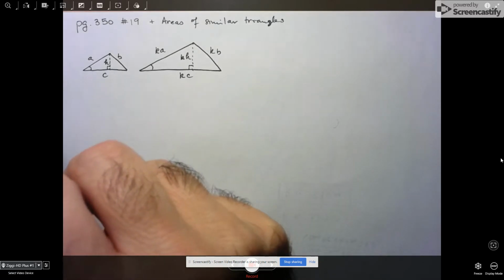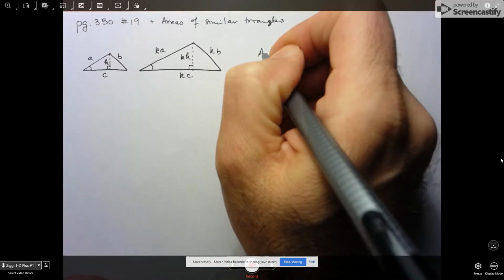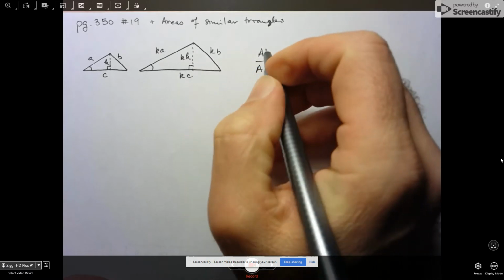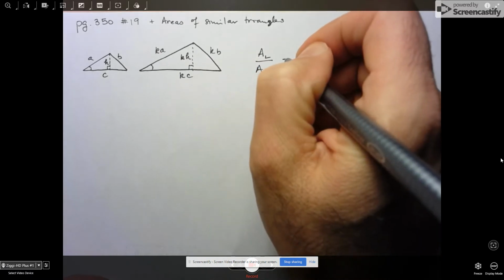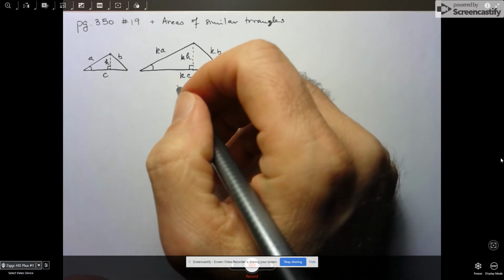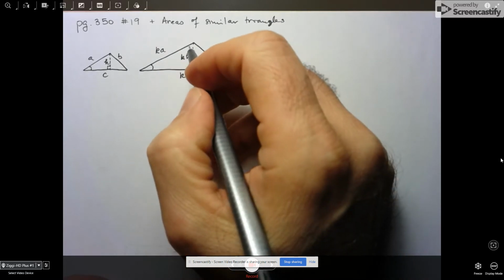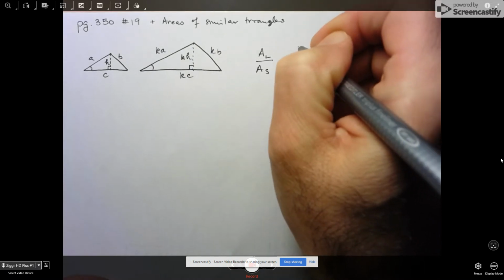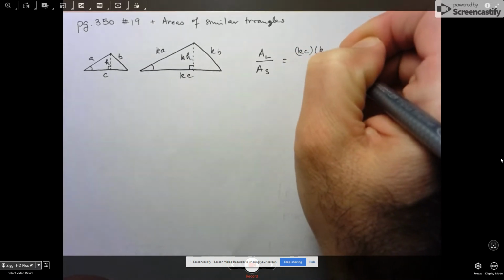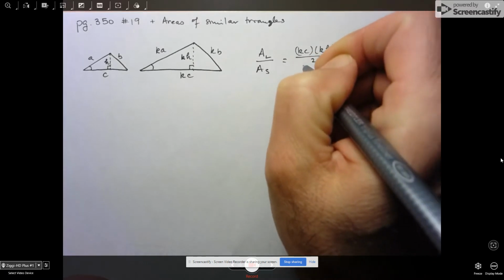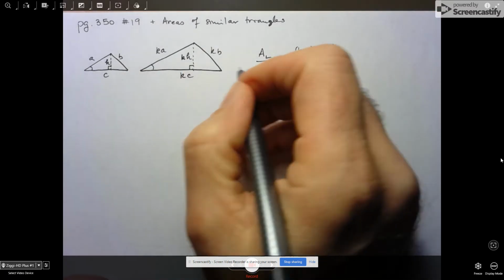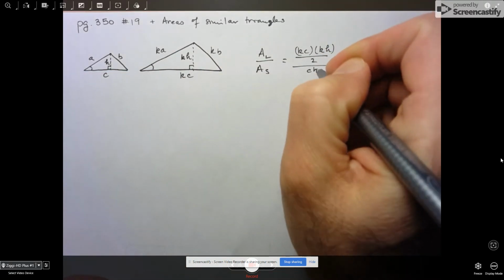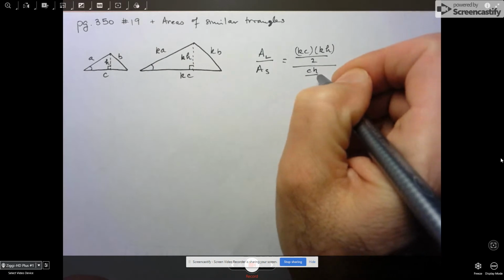So now, if I want to compare the area of the larger triangle to the area of the smaller triangle, let me find the ratio of those two. Well, let's start with the area of the larger triangle, which is going to be base times height divided by 2. So base is KC times the height is KH divided by 2. And then I'll divide that by the area of the smaller triangle, which is going to be the base, which is C, times the height, which is H, divided by 2.